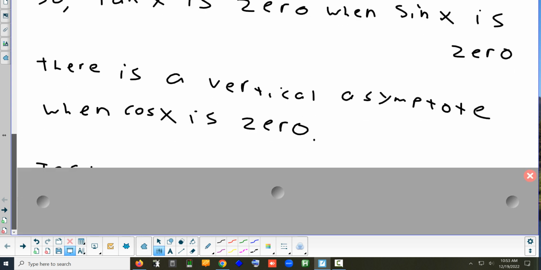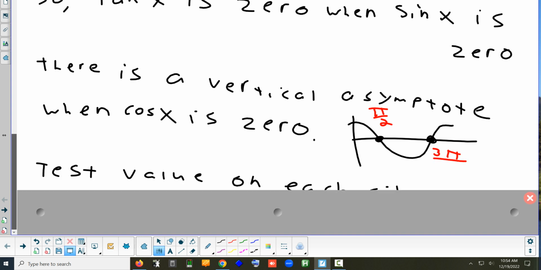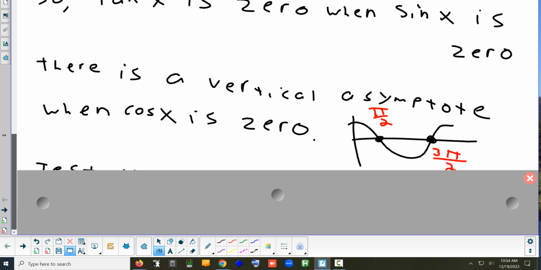All right. So let's think about cosine for a second. Here's our graph of cosine. Does anybody remember the x values for those 2 points? Pi over 2 and 3 pi over 2. So tangent will have vertical asymptotes at every odd multiple of pi over 2. 1 pi over 2, 3 pi over 2, 5 pi over 2, 7 pi over 2, 9 pi over 2, and so on. It's every odd multiple of pi over 2.